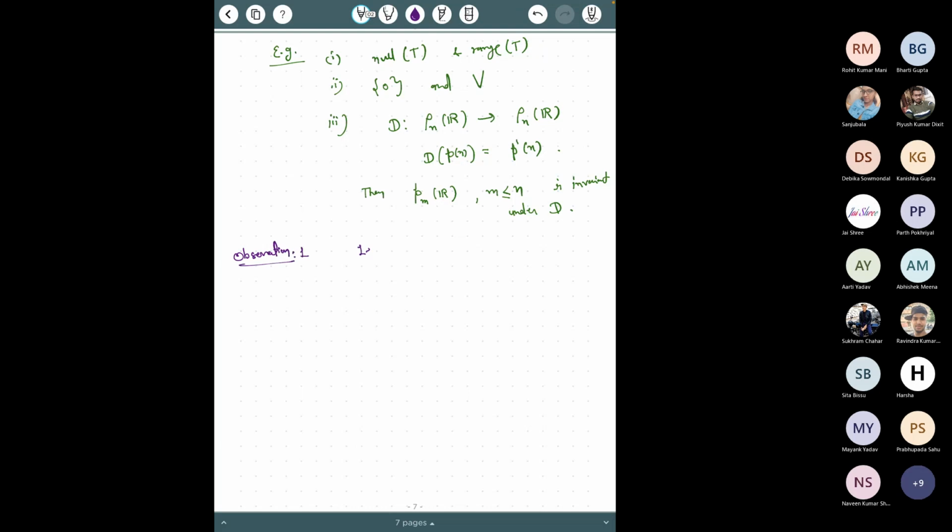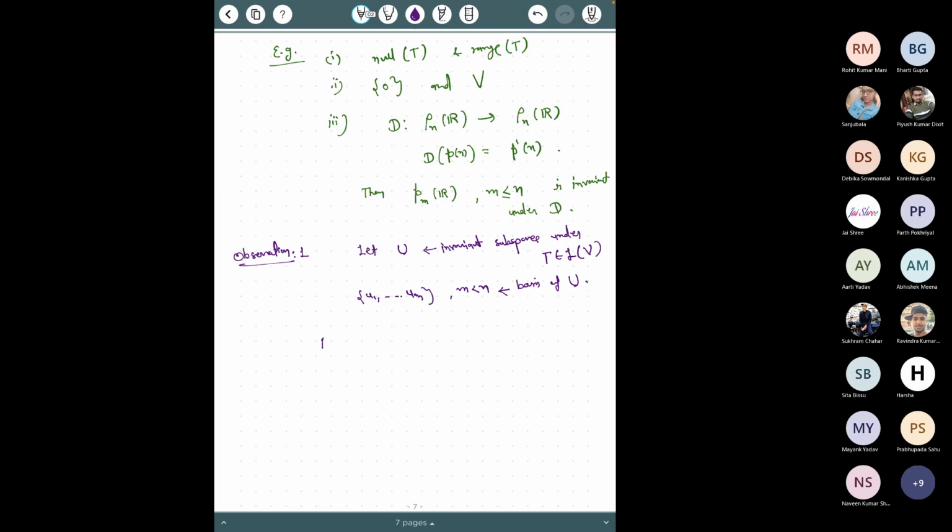Suppose that we have an invariant subspace under T. Suppose V is a vector space of finite dimension, and U is a subspace which is invariant under the linear transformation, or linear operator, T. V is finite dimensional, so U is also finite dimensional, so I can find a basis for U. Let's say u1 to um, where m is less than n, the dimension of V, is a basis of U.